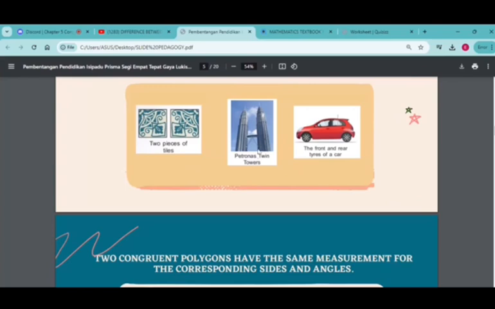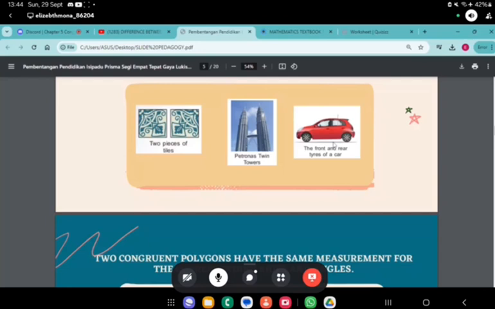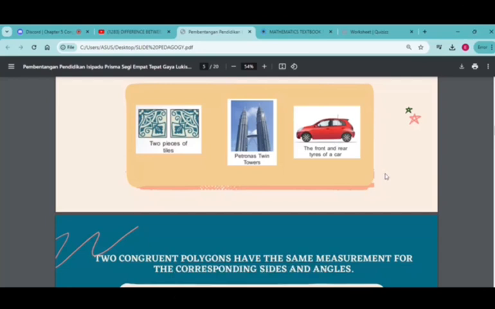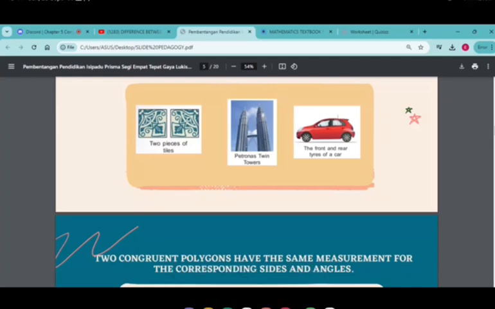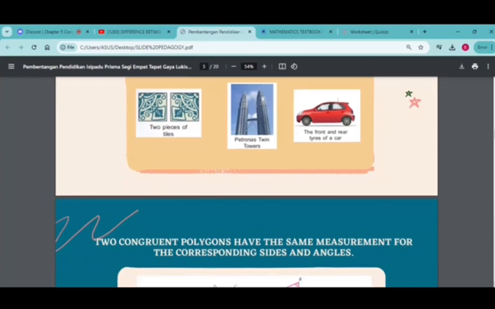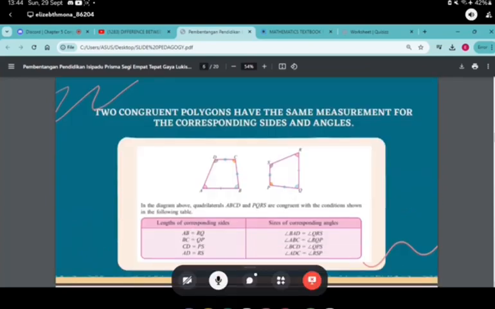Ate, I want to ask you about the Petronas Twin Towers. Is it the same size or not? Same. Okay, good. How about the tire? The front and rear tire of a car, is the front and the back tire the same or not? Elsia? Same, Miss. Okay, good. So far, do you understand, class? Understand. Proceed to the next slide.